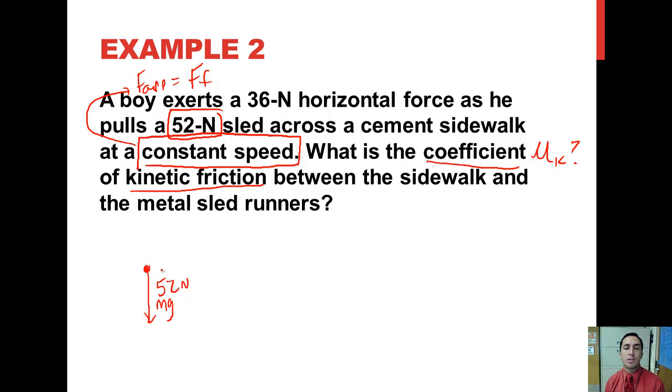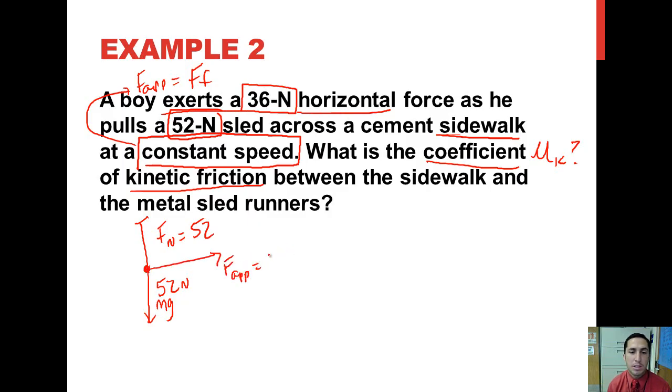So since it's on the floor, what does that mean about the normal force? Is there a normal force? Yes, there is, because it is on the sidewalk. Normal force, there it is. It's got to be the same because it's not going through the sidewalk and it's not floating in the air. Your force applied. Where's your force applied? Well, the boy is exerting a force of 36 newtons horizontally. So we'll go to the right.